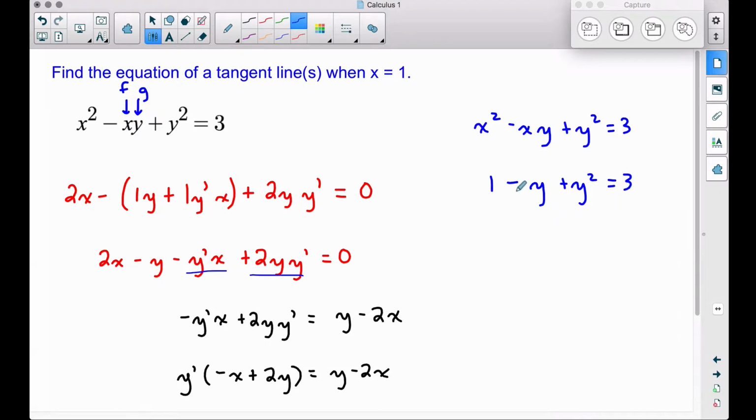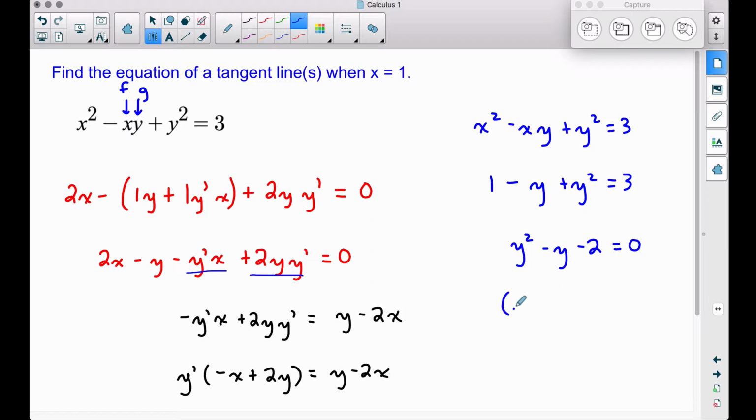I'm going to move this 3 over here and rearrange this thing. So y squared, bringing it on down, minus y. And then when we subtract 3 over here, we get a negative 2 because 1 minus that 3 will give us a negative 2 down here. And this is going to be equal to 0.